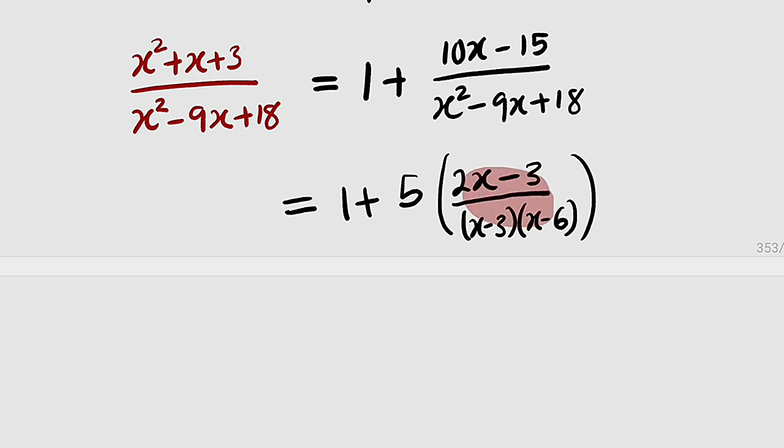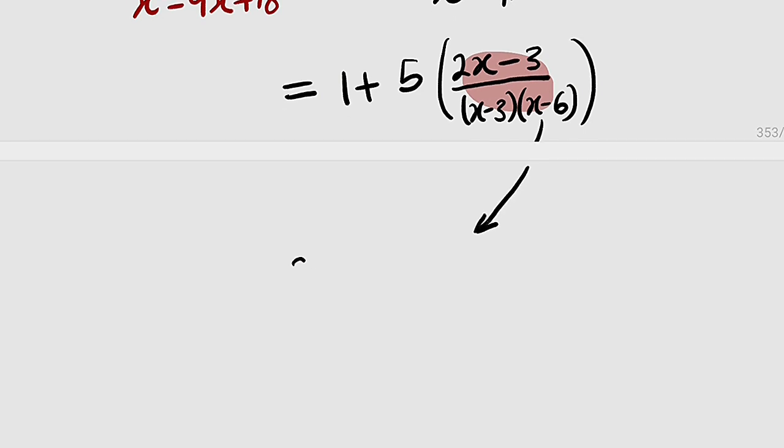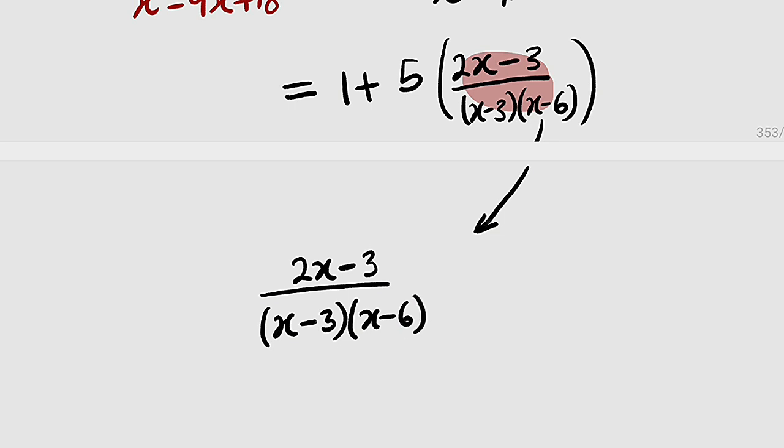Next, we are going to split this using partial fractions. So let's do that. I only want to take this, which is 2x minus 3, divided by the whole of this, x minus 3 multiplied by x minus 6. This is equal to, you can see the denominators are all linear factors. So we have A divided by the first one, x minus 3, then plus B divided by the second one, x minus 6. And to save time, I'm going to apply the cover-up method.